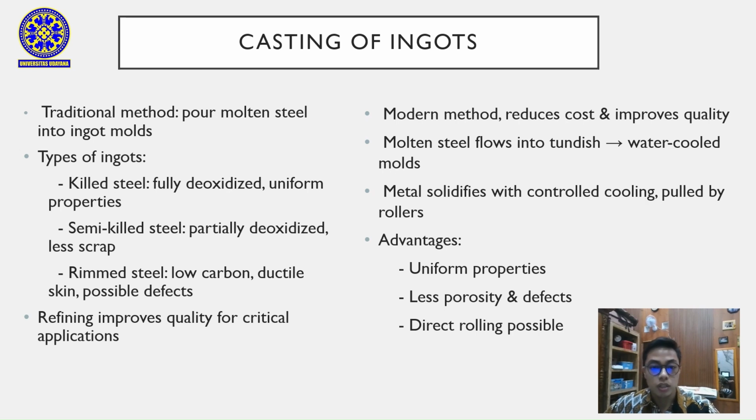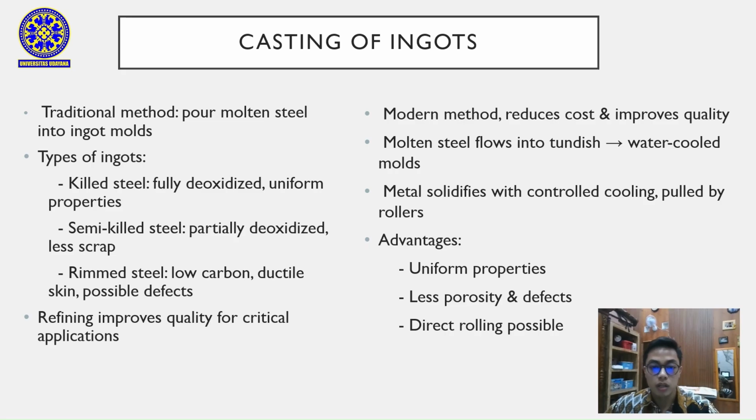Traditionally, molten steel is cast into ingots. These ingots may be killed, semi-killed, or rimmed steel. Killed steel is fully deoxidized and uniform, but it develops shrink-edge cavities. Semi-killed steel has some porosity but reduces scrap.